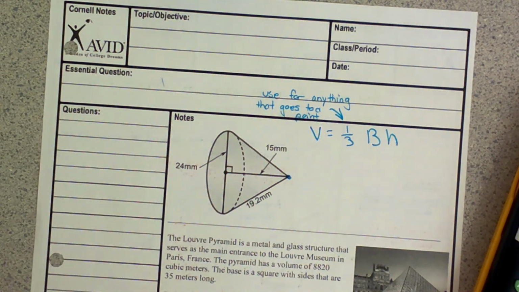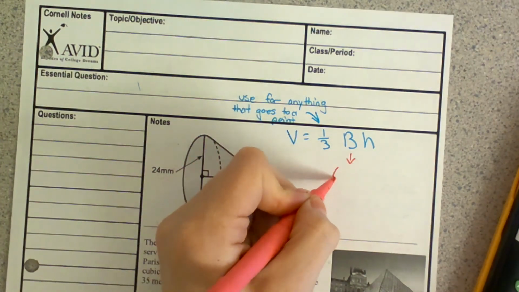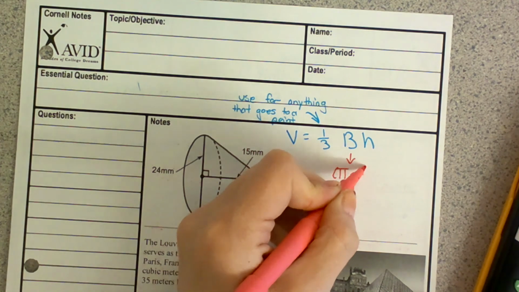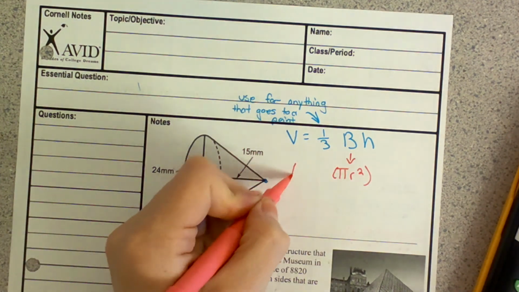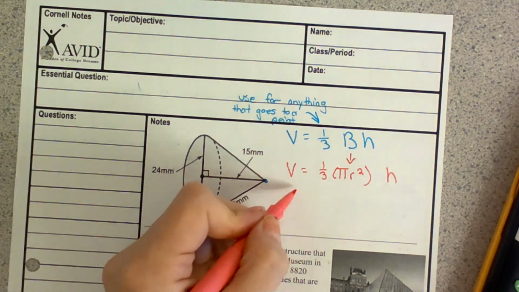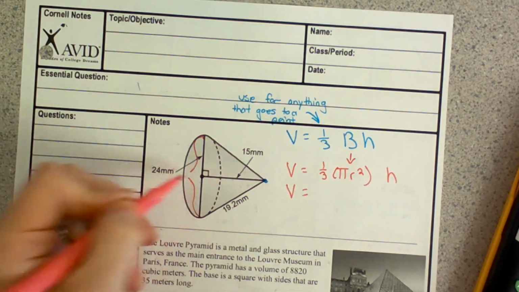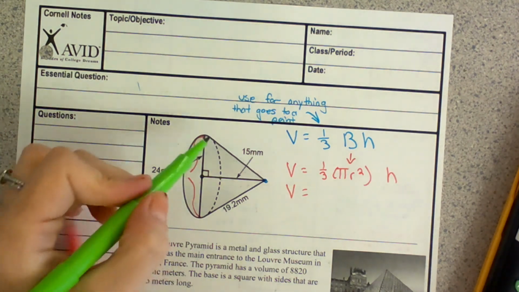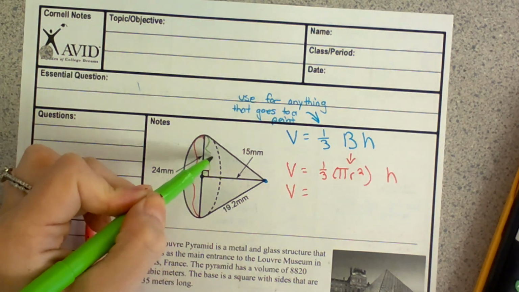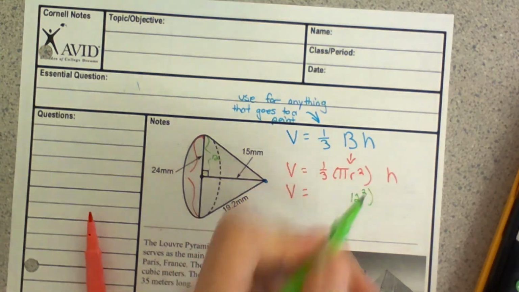Now I'm going to substitute in my base formula. My base on this is a circle, so that is pi r squared. And so we've got volume equals 1/3 pi r squared times height. My diameter is 24, so that means that my radius is going to be 12. So I'm going to plug in a 12 right here.